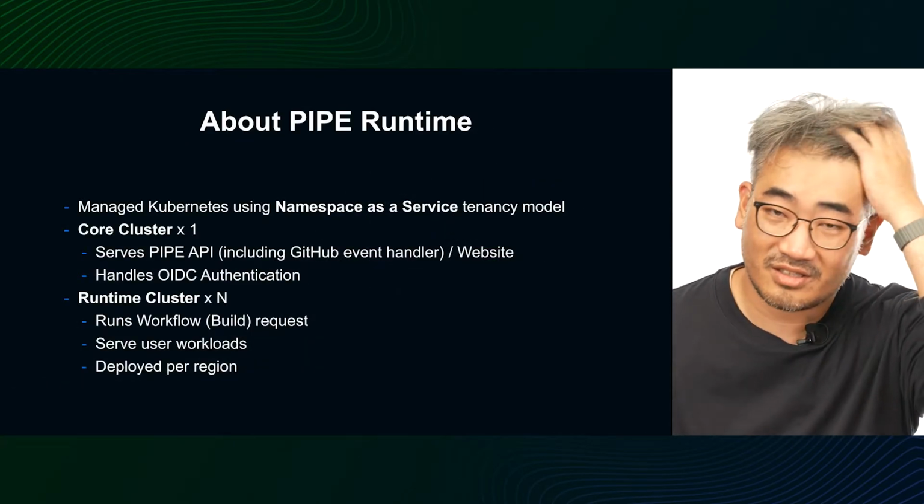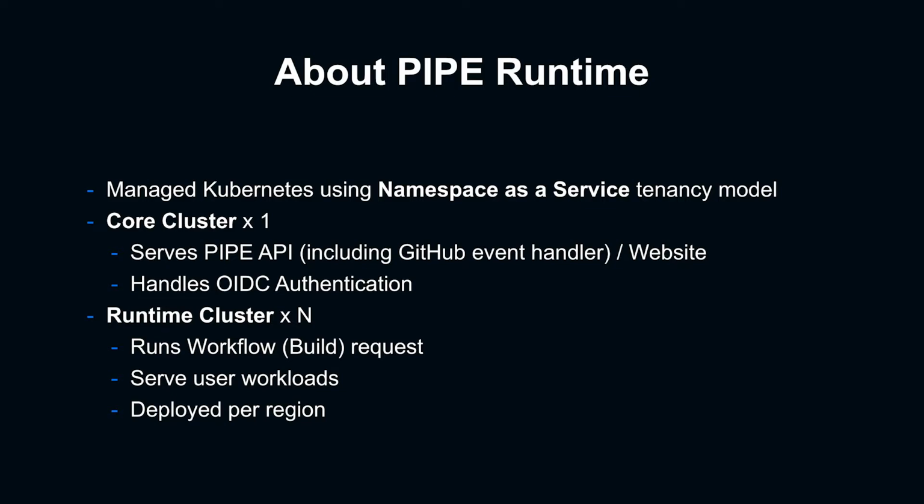Now, pipe runtime. I guess you're probably more interested in runtime if you're a non-liner. So let me talk about pipe runtime. So we use Kubernetes as namespace as a service model. And pipe runtime consists of core cluster and runtime cluster. So we have 2 models. In core cluster, pipe API and website are being hosted. So all the events that's coming in from GitHub are going to that pipe API. And also OIDC authentication is handled in the core cluster.